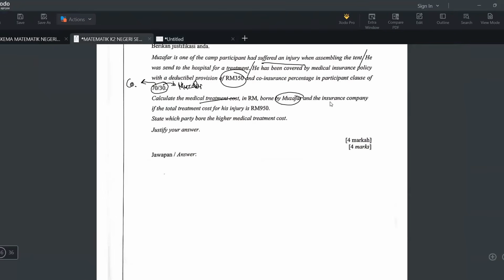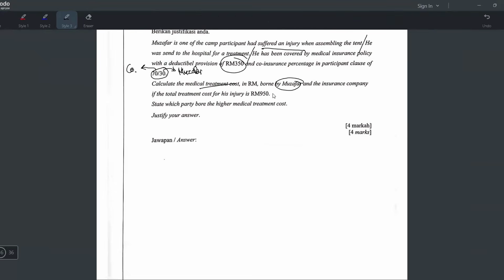Okay. So, and the insurance company, if the total treatment cost is 950. Ini 950 is the medical cost, that's the treatment, so ini dia punya rugi dia lah. So state which party borne the higher medical treatment cost, justify your answer. Oh, so I think I have to calculate both, right? Because kita kena tengok which party.